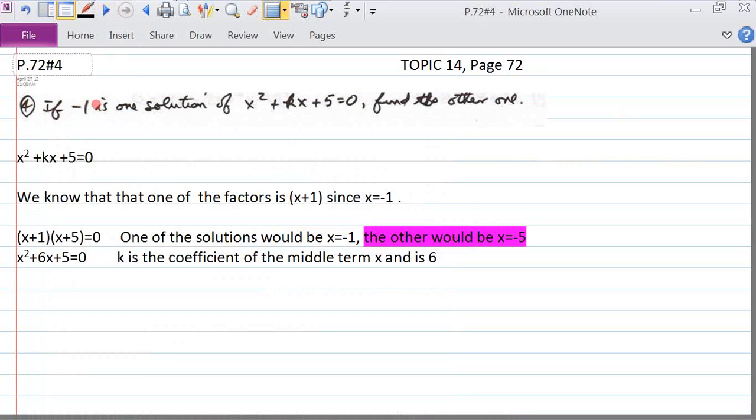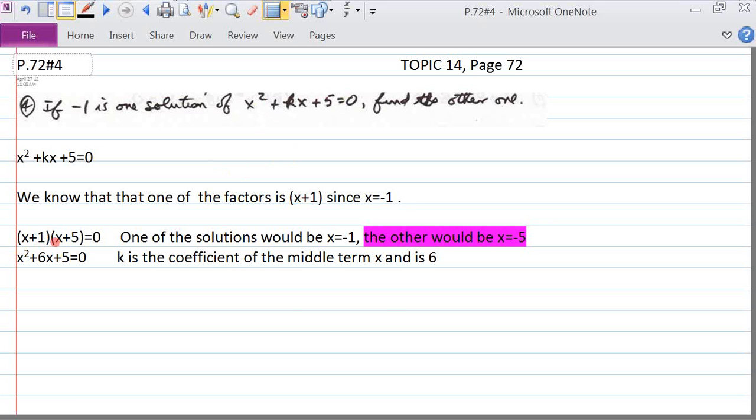If minus 1 is a solution of x squared plus kx plus 5 equals 0, find the other one. So here's the original equation, that we know one of the factors has to be x plus 1 because x comes out to be minus 1. If we set x plus 1 equal to 0, we get x equals minus 1. So one of the factors has to be x plus 1 for this equation.